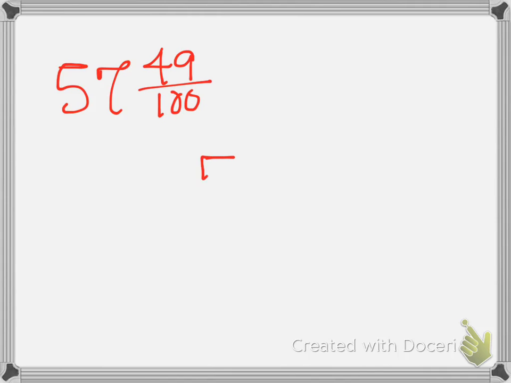Okay, so let's take our fractional part, 57 and 49 hundredths, and to put that into our place value chart, we've got the 57 is the whole number, the and is the decimal, 4 is in the tenths place, and 9 is in the hundredths place. So you can write 57 and 49 hundredths as 57.49 or 57 and 49 hundredths.